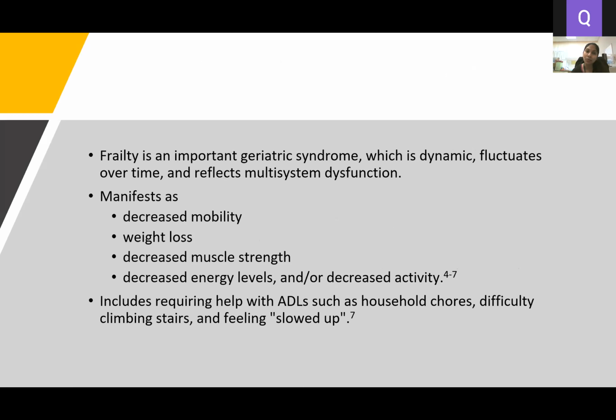So frailty is an important geriatric syndrome which is dynamic, fluctuating with time, and it reflects multi-system dysfunction, right? So when somebody has frailty, they can already have different kinds of clinical consequences, like how the disease presents and how often more than one illness is active at a time, and how these people are going to tell us about their symptoms or cooperate with our examination, or how certain drugs are going to work on them, and how we're going to see our treatment success rate.